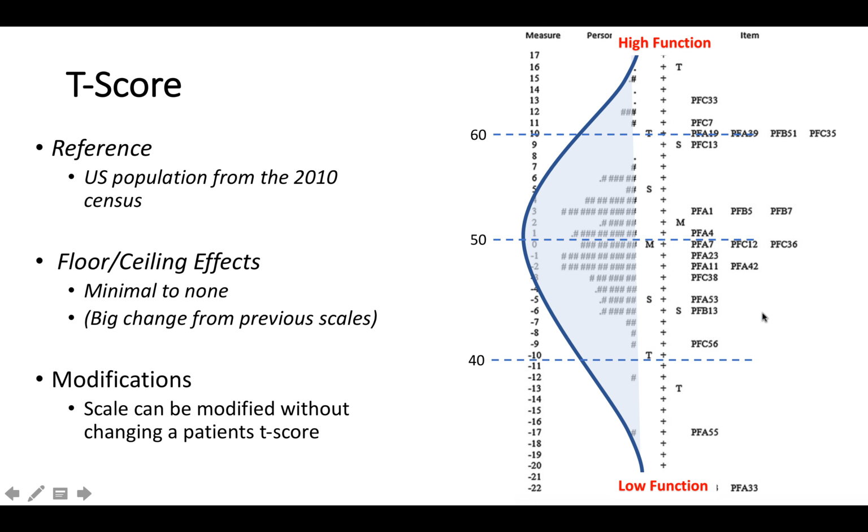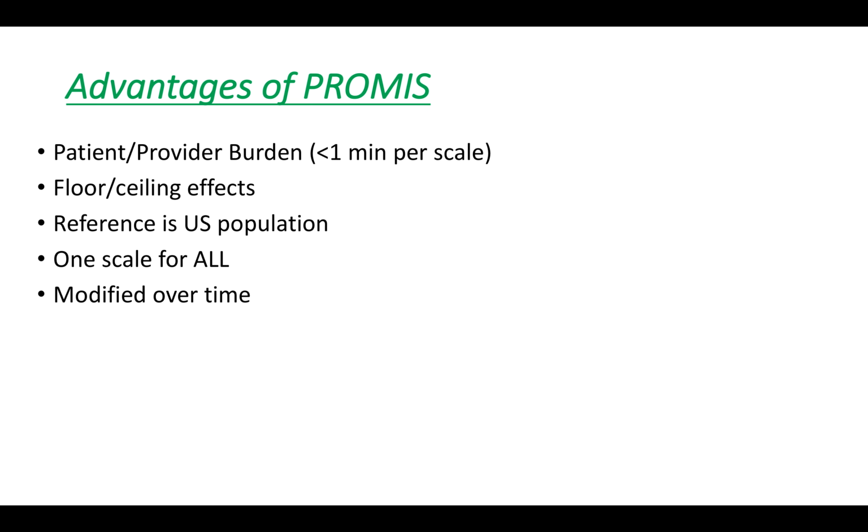And then we can add items to the scale, so that means that we can modify the scale, but by maintaining this standardized scale, we don't have to switch to a new questionnaire. So the reference is the U.S. population. There's very few floor and ceiling effects, and the scale can be modified over time.